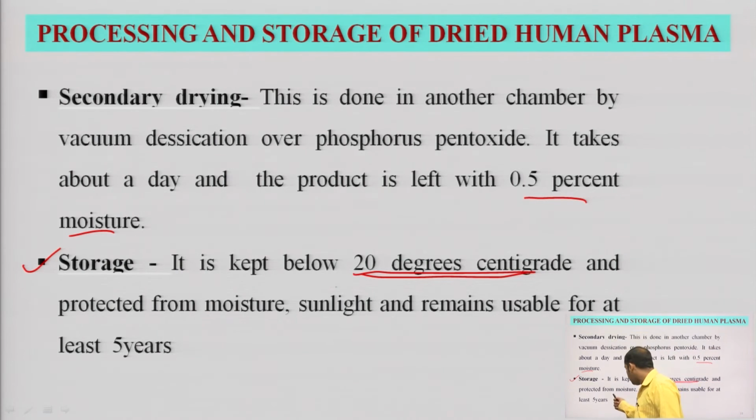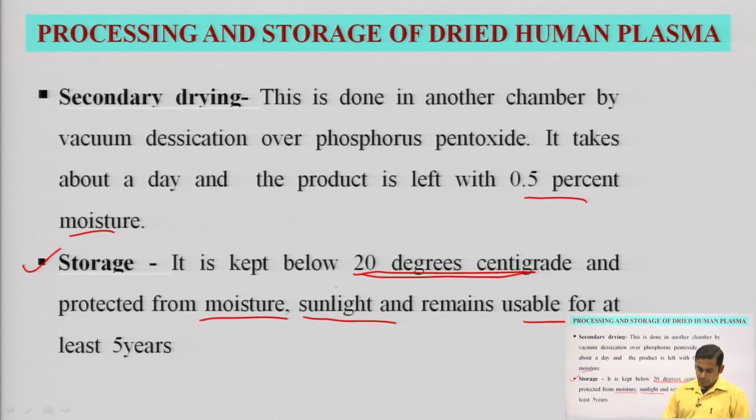It should be protected from moisture. There are lots of reasons why you should keep it from moisture, including sunlight and other things. You see, if moisture is present, what will happen? Lots of microbes and other things can grow in the moisture. If there is sunlight, because of the presence of light, some photogenic reactions might be possible, and if high temperature comes, there are chances of breakage of bonds in that particular substance. So, that is why you have to keep them away from moisture, sunlight and other things, and it will remain usable for 5 years.